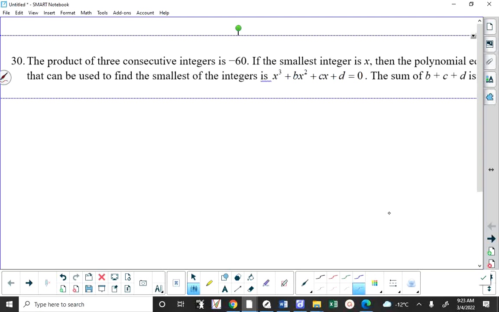But the question is not, what are the numbers? The question is, if the product is written as a polynomial function and the smallest integer is x, what's the polynomial function? Okay. So let's start off with the product being a times b times c. This is just what the product means. You're told the product has a value of negative 60. So I can put negative 60 in here for p. And you're told as well that the smallest integer is x.